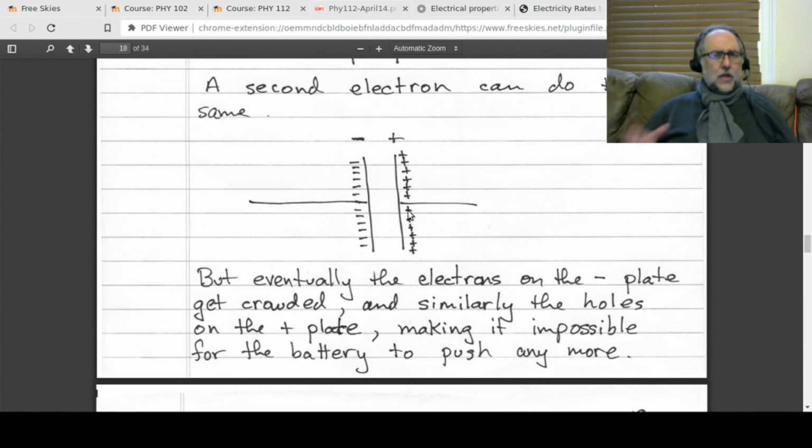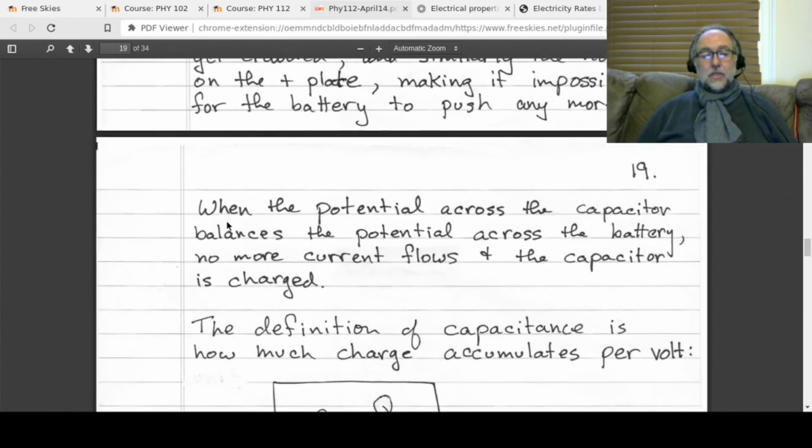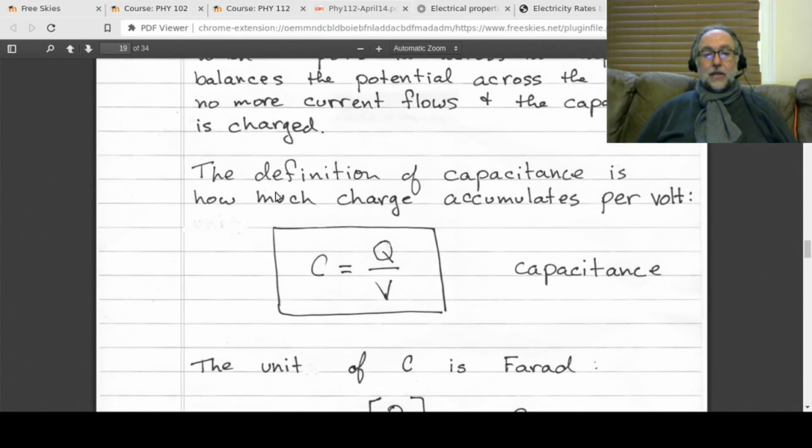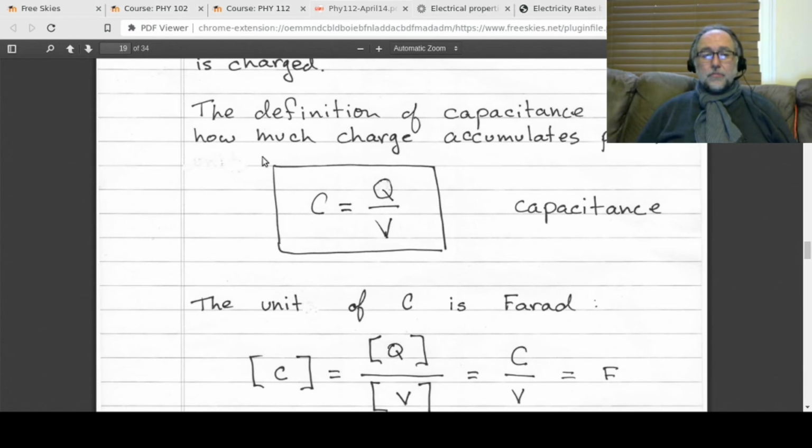Okay, now I think you can already imagine that the bigger the plates are, the more the plates can accommodate charge, and so the more charge you get for the same amount of push. And that's in fact the case. So what happens here is the amount of capacitance is going to be a measure of how much charge you can get per volt. So here's the definition of capacitance. Capacitance is how much charge will accumulate on the plate for every volt that you apply. Okay, you can think of this as the definition of capacitance, or like that.